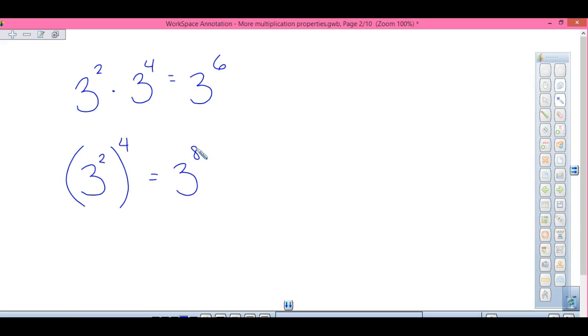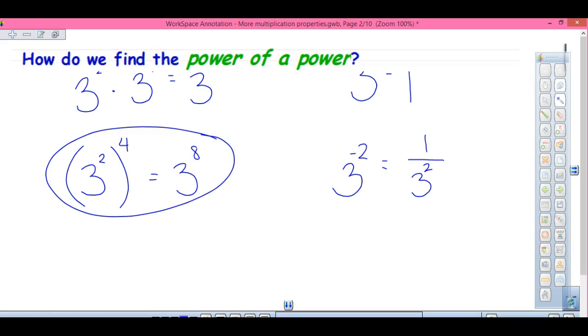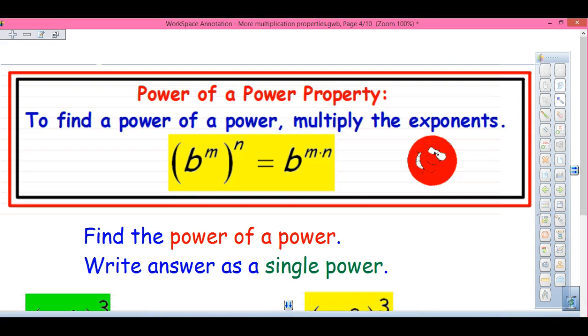If I have 3 to the 0 power, I get 1. And then this one was the hard one. If I have 3 to the negative 2, because this is the one that most of us had the hardest time with, what do I have to make? I have to make a fraction. I have to go 1 over 3 to the second, and then I could figure that out, which would be 1 over 9. But today, we're going to concentrate on this guy.